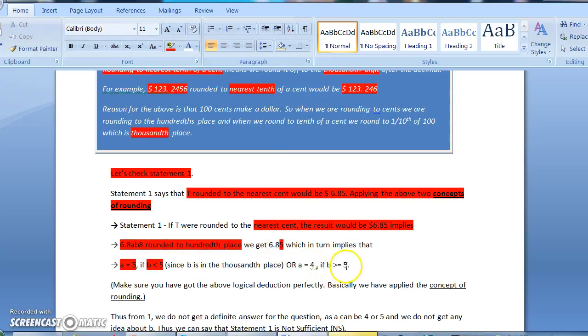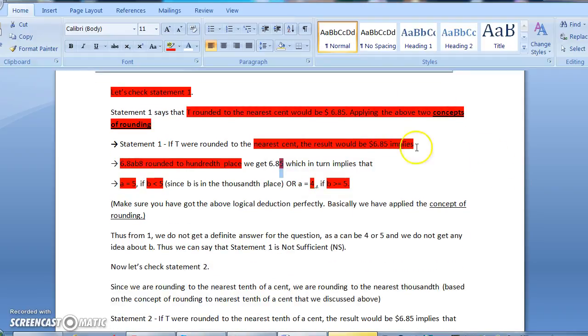But if B is greater than or equal to 5, in that case I know that I'm going to round it up. So if A has to be rounded up and it becomes 5 over there, the original value of A has to be 4, so that on rounding up it will become 5. I hope that this is very, very clear. Okay, if you want, just spend a couple of seconds again on this logic.